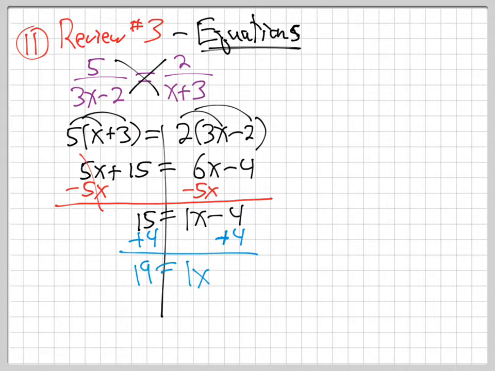And there we go. 1x is 19. Or just x. You don't need the 1 in the front. It's not doing anything. 1 times x is just x. There's our answer. Other questions on that one?